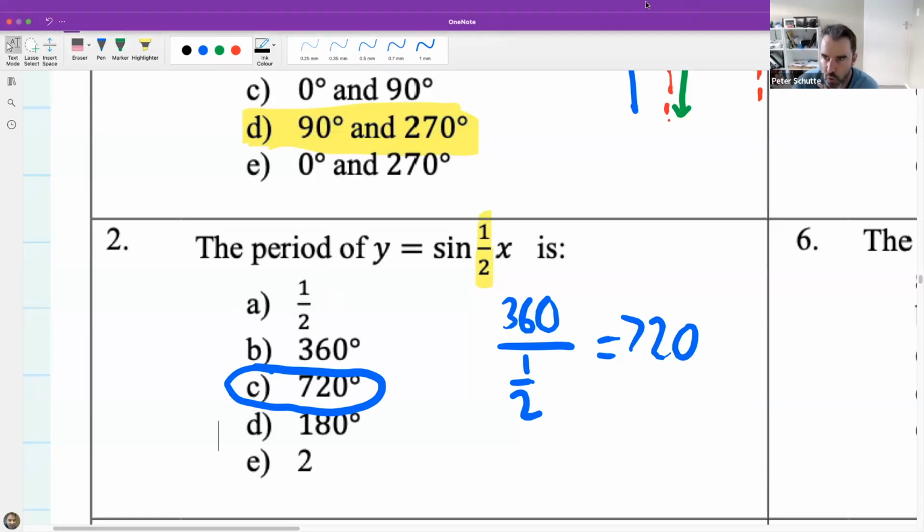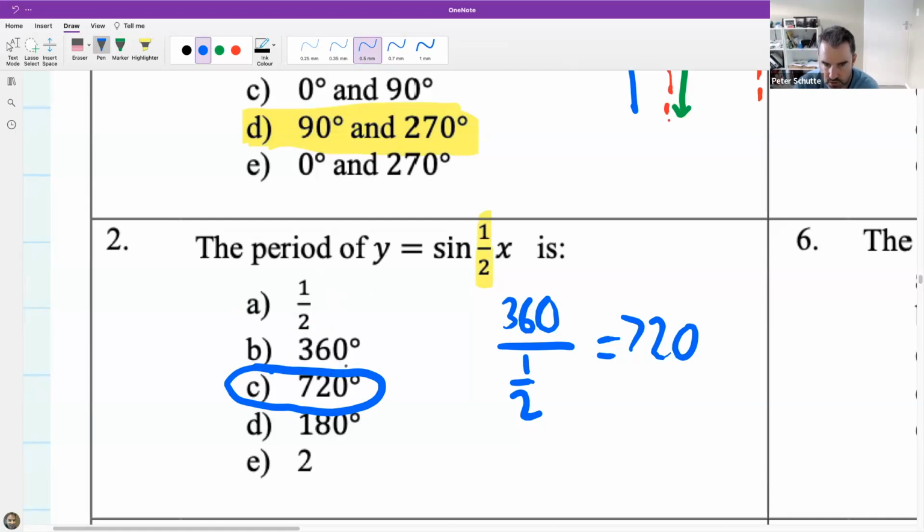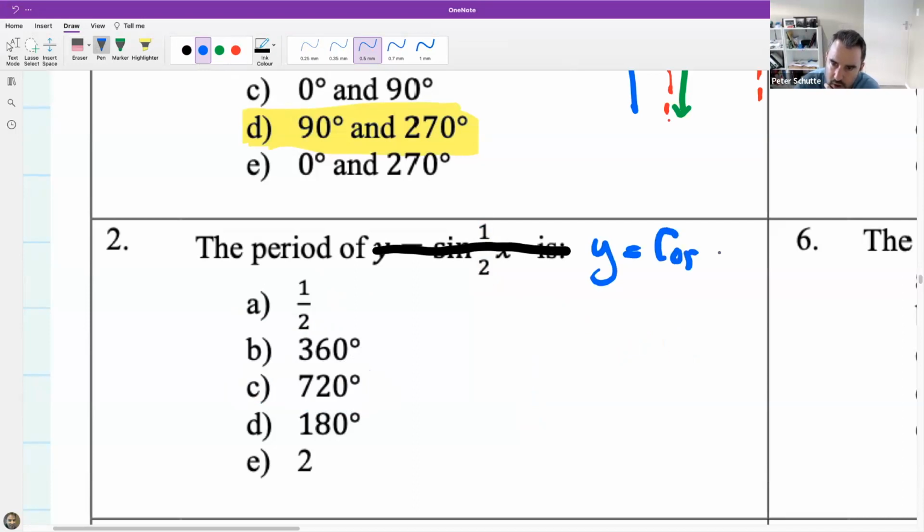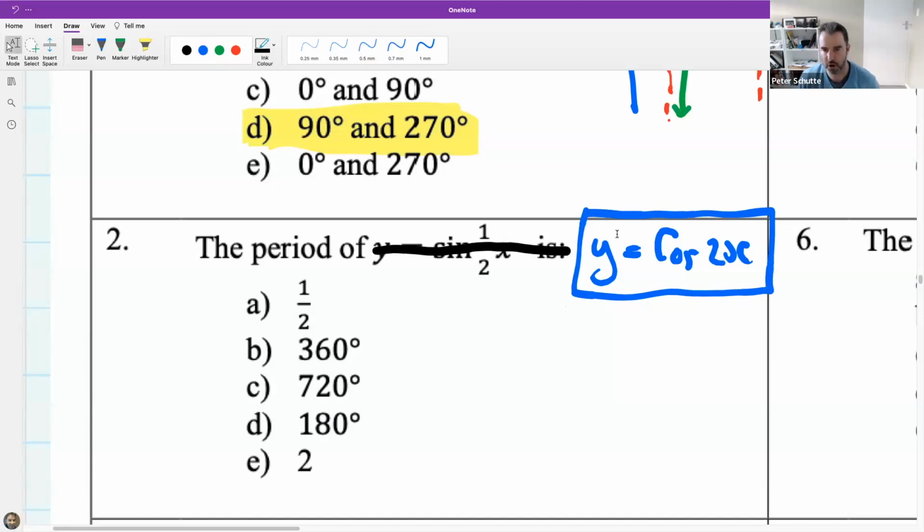Now, I'm not sure all of you have got the period change idea yet. So I'm going to actually make some bonus questions. So I'm going to cross out this one, and I'm going to make my own function. And we are going to say, what is the period of this graph? And I'm going to ask you the same 5 options. What is the period of y equals cos 2x? Which one do you think that's going to be?